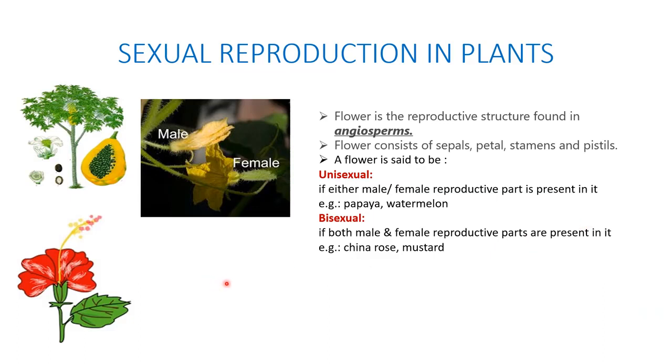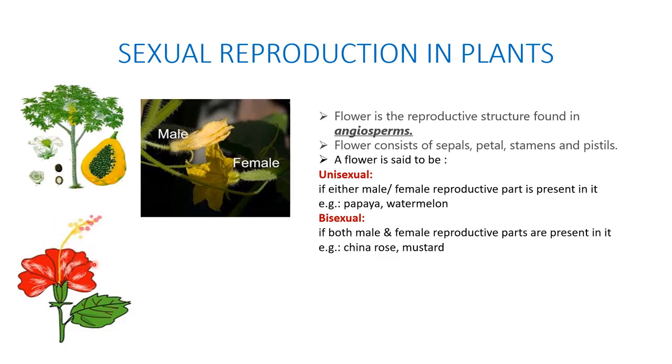Now coming to sexual reproduction in plants, we all know that the plants which bear flowers undergo sexual reproduction, and these types of plants are called angiosperms, right? Now the flower consists of sepals, petals, stamens, pistil, right? And a flower is said to be unisexual or bisexual, right? If you see the hibiscus over here, we call it a bisexual flower. Why do we call it a bisexual flower?